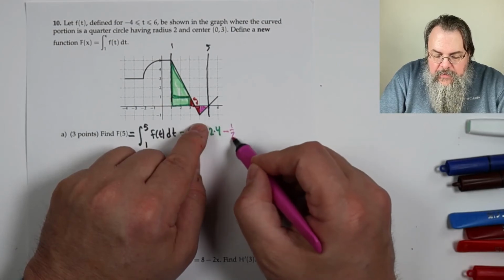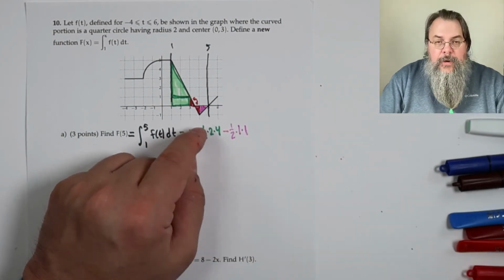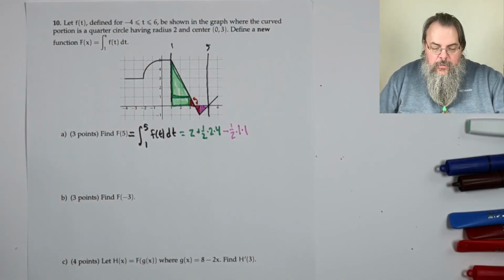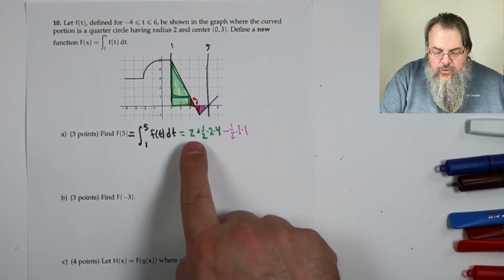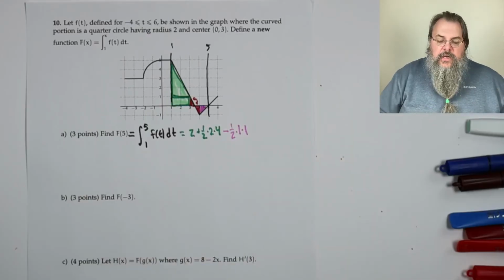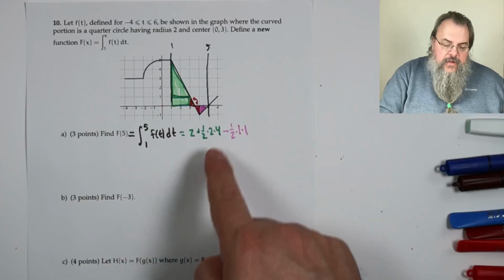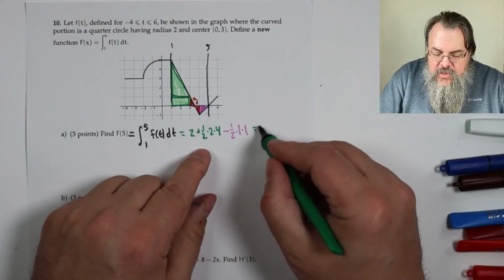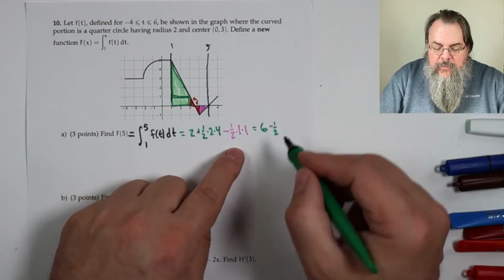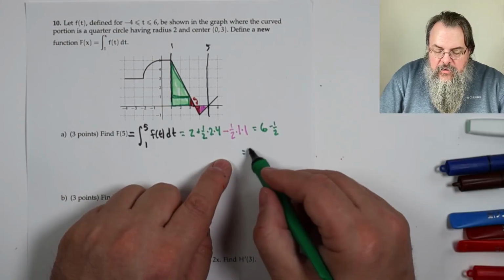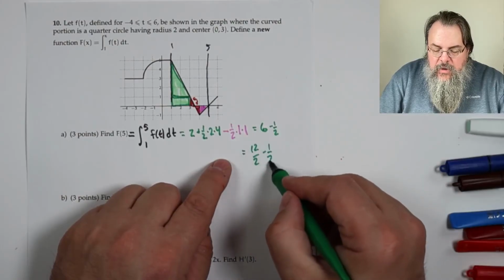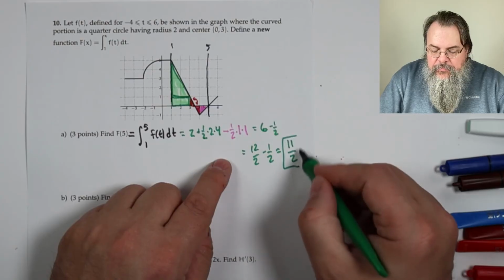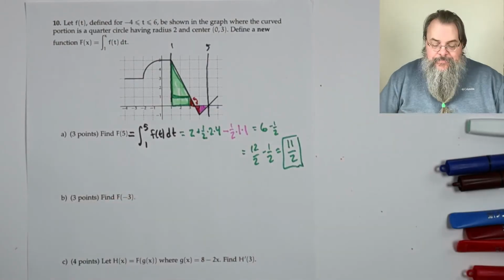So 1/2, base is 1, height is 1. Okay, so if we put this all together, what do we have? Well, we have 2, and 1/2 times 2 is 1, and then times 4 makes 4. So we really have 2 plus 4, which is 6, minus 1/2. Well, 6 is also 12 halves, minus 1/2, which gives us 11 halves. Okay, so there's part A.